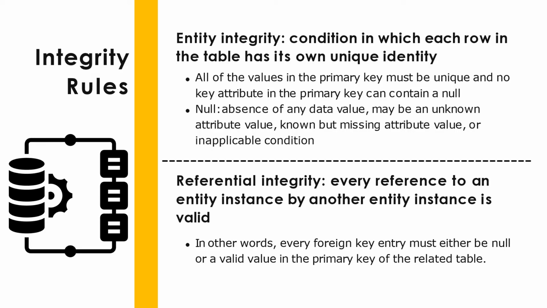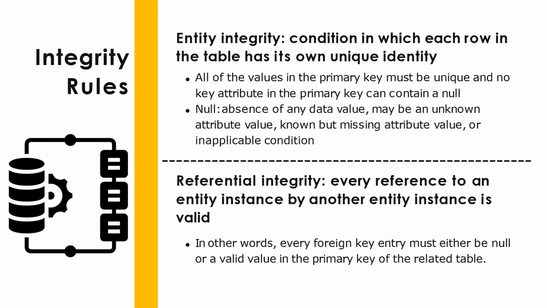Now let us talk about integrity rules. We have entity integrity and referential integrity. Entity integrity is the condition in which each row in the table has its own unique identity. Meaning, all of the values in the primary key must be unique, and no key attribute in the primary key can contain null.